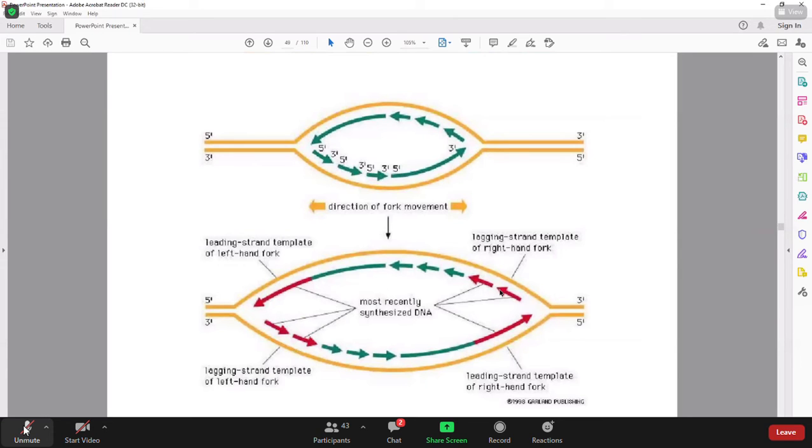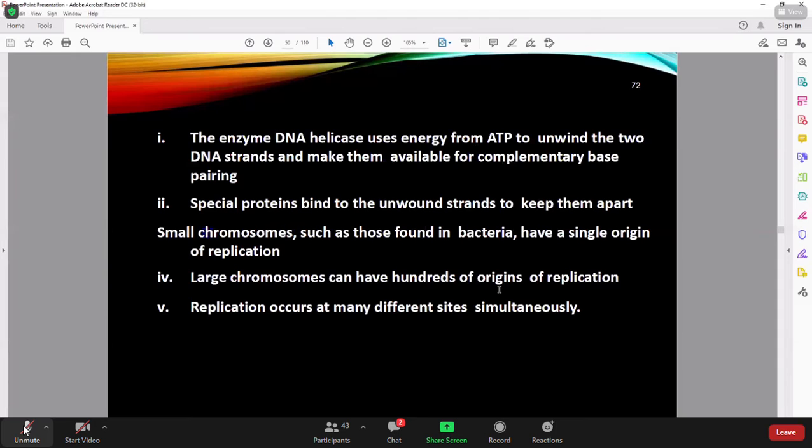All right, so this is a slide that shows the direction of the fork movement. It is bidirectional. We have this replication fork, and it shows how the synthesis process occurs.